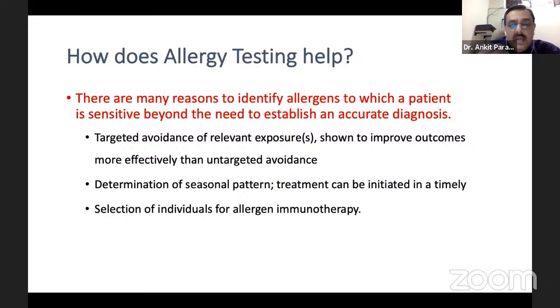I know this is asthma. I know I have to use inhaled corticosteroids, and my child is well. So, what is the need? What is the need to get this new investigation done?